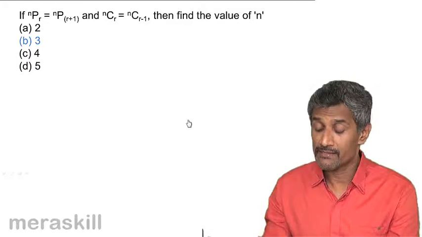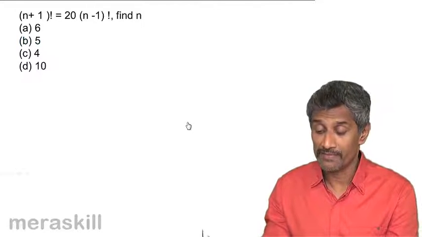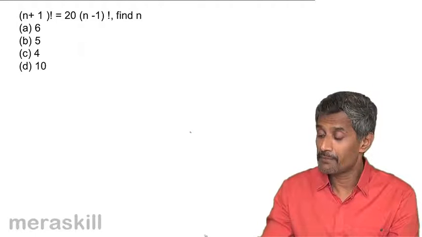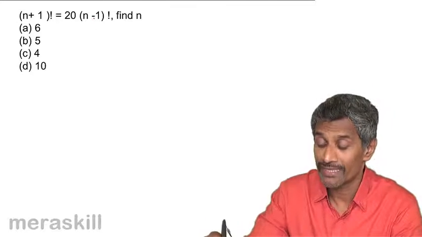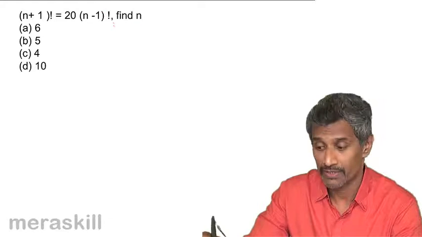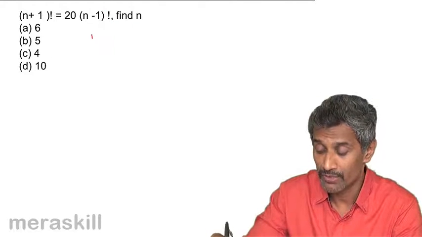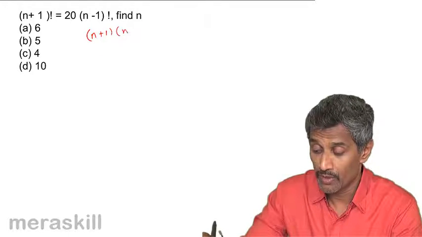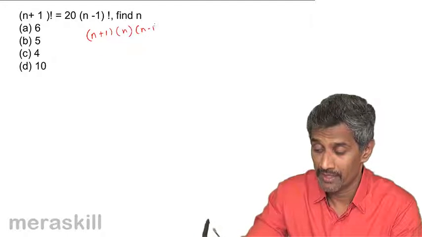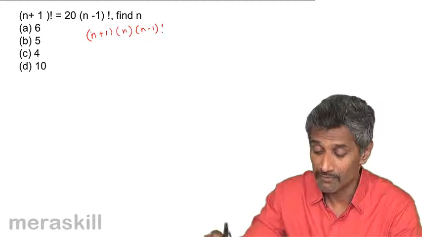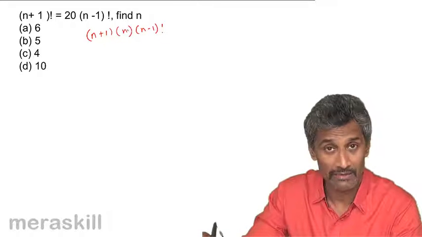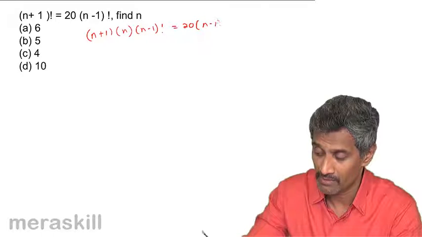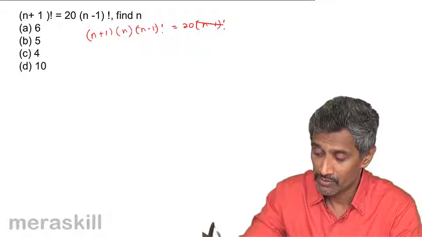And yes, it is 3 as per how we verified. Alright, then we have (n plus 1) factorial is equal to 20 into (n minus 1) factorial. Now (n plus 1) factorial can be written as (n plus 1) into n into (n minus 1) factorial. N plus 1, the next number lesser than this is n, the next is this, is equal to 20 into (n minus 1) factorial. These two can be divided.